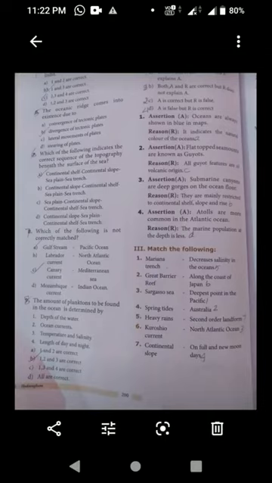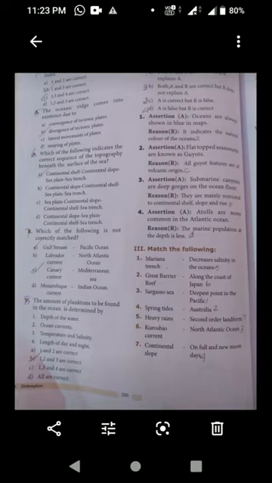Next, Roman number 2, questions are of assertion A, reason R. Here, first A, B, C, D. Options they have given: Both A and R are correct and R explains A. Both A and R are correct but R does not explain A. A is correct but R is false. A is false but R is correct. These are the options they have given at the first.